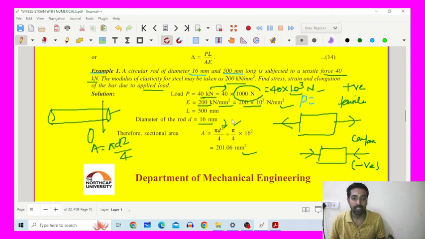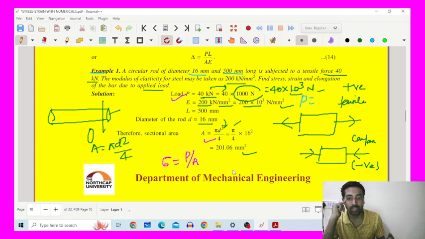Next, in the question it is mentioned that you have to calculate stress. Stress, as you know, is load upon area. Load is given, area is given, so you can calculate it. Next you have to calculate strain. What is strain? Strain, you know, is change in length upon original length. And you also have to calculate the elongation of the bar. So see how the question has been solved.